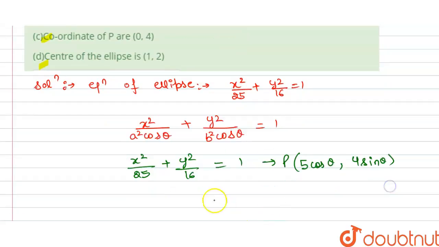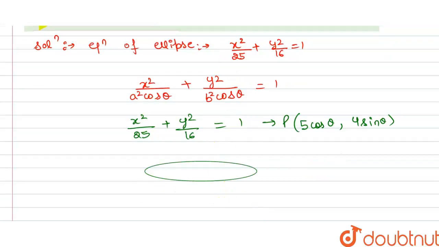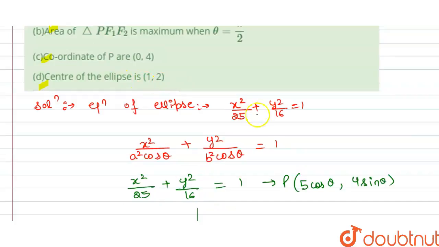Now we can draw the ellipse here. Let us suppose this is our ellipse, and this is our x and y axis. So this point is the origin, that is 0, 0, and now we can find the foci.